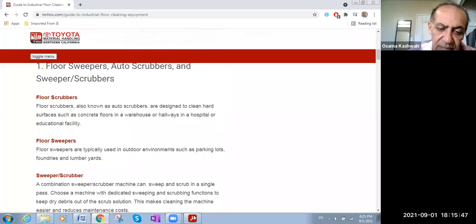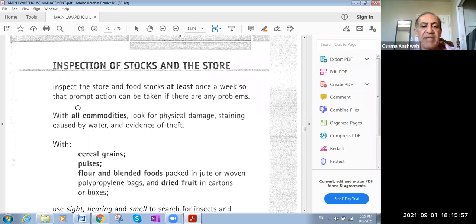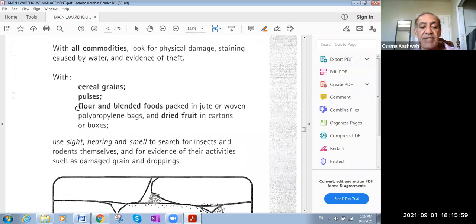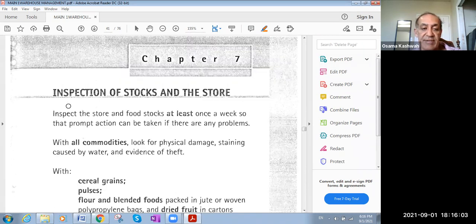Anyhow, we'll move on now to our next topic, inspections of stock and the store. How to make the inspections, how to find the defective units, and how to work on the inspection of stocks and the store.